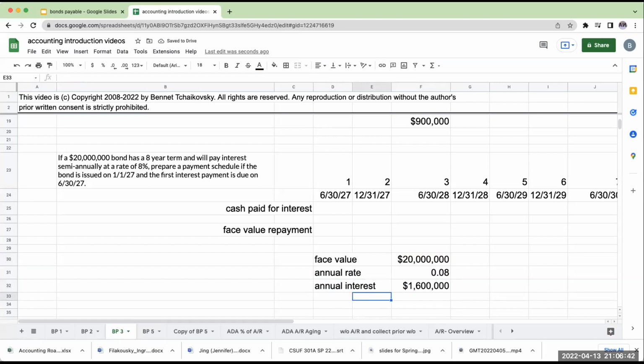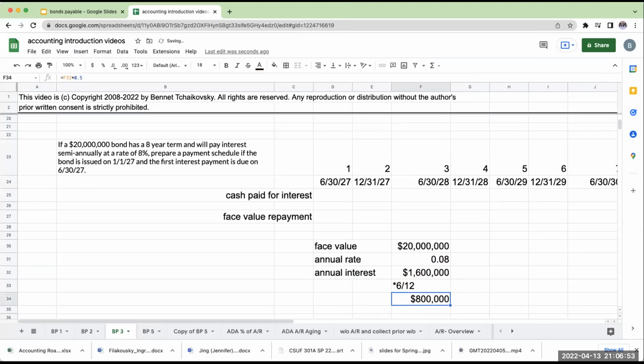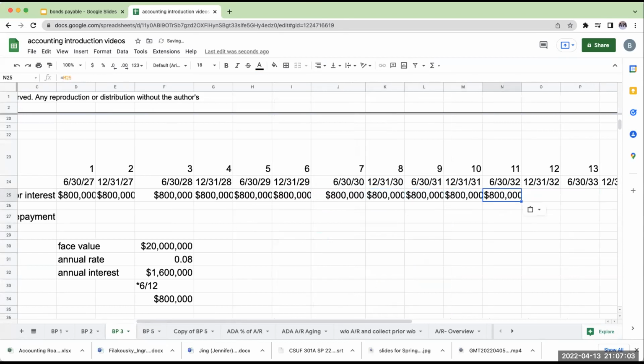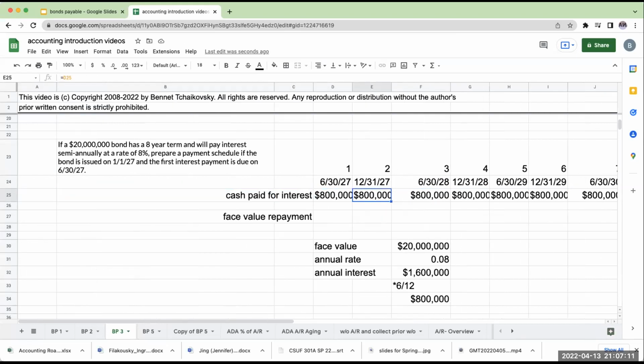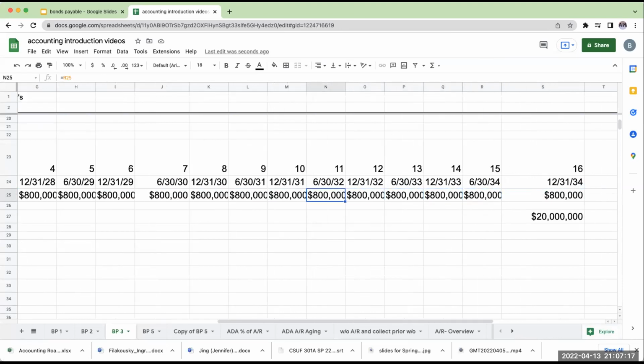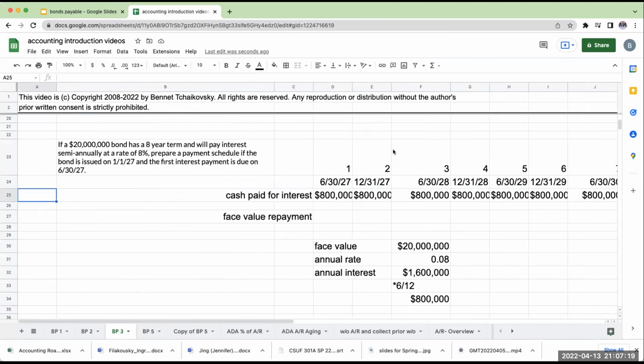However, this bond is paying interest twice per year. So what I'm going to go ahead and do is multiply this through by 6/12. 6 divided by 12 months is 1/2. And what I'm going to do is I'm going to get 800,000. So my cash paid for interest every 6 months is going to be $800,000. So when I'm trying to figure out the payments, this is what it would look like. This bond is going to pay $800,000 every 6 months for 8 years, or a total of 16 periods. So this is going to be the way the payments are being sent out.